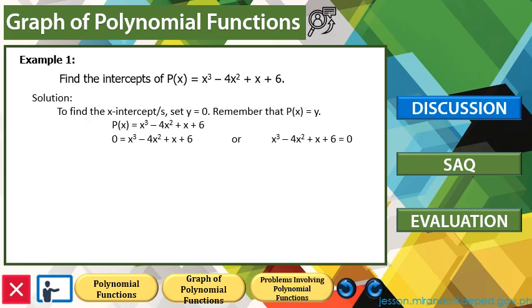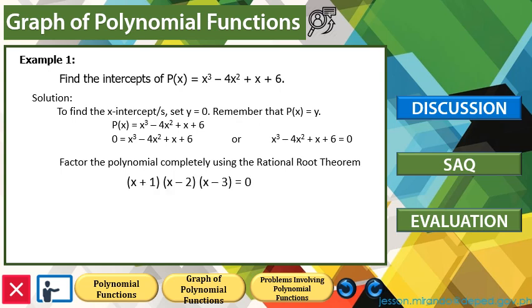Solution. To find the x-intercepts, set y equals 0. Remember that p of x equals y. Factor the polynomial completely using the rational root theorem. We get the factored form of the polynomial function as the quantity of x plus 1 times the quantity of x minus 2 times the quantity of x minus 3.